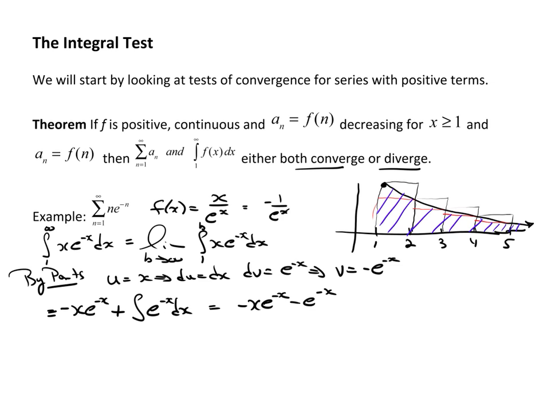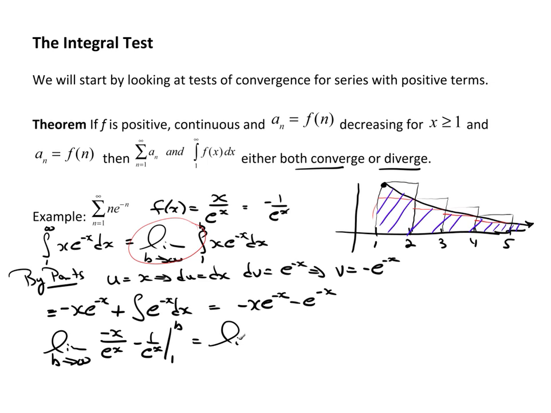Now, I kind of skipped it. I probably shouldn't have, but let's not lose sight of the fact that we've got a limit to deal with here. So what we need is the limit as b goes to infinity of negative x. I'm going to rewrite this so that when I start evaluating it, you might be able to see what's going on a little better. Negative x over e to the x minus 1 over e to the x evaluated from 1 to b, and b is going to infinity.